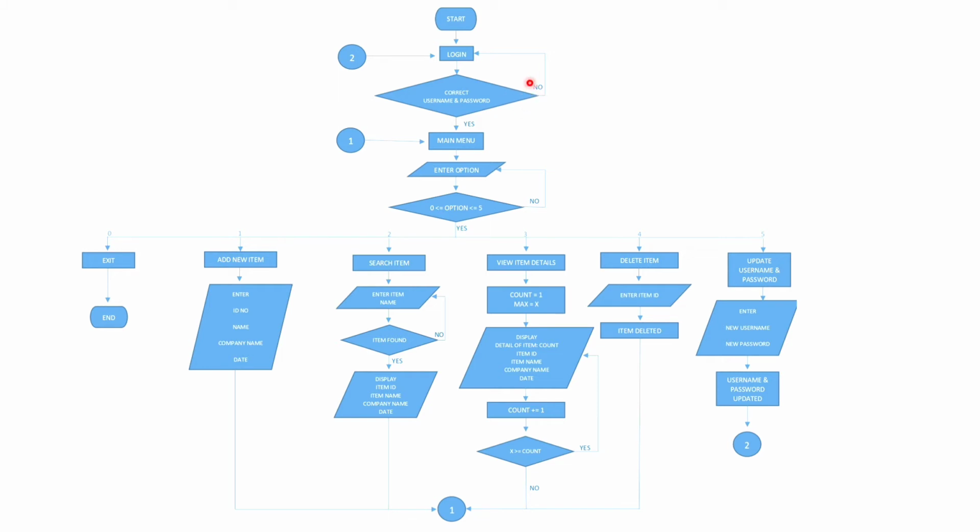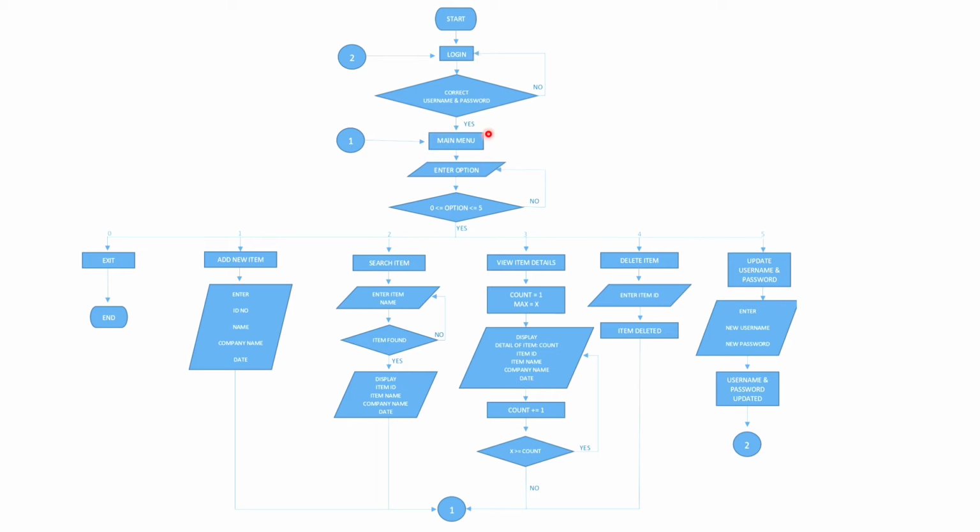Now, let's discuss the flowchart of the program. Once we execute our program, it will bring us to the login page. Here, we need to enter the username and password that is specified in the program. If the username and password are correct, then it will proceed to the main menu. And if it is incorrect, then it will return to the login page again to enter the username and password.